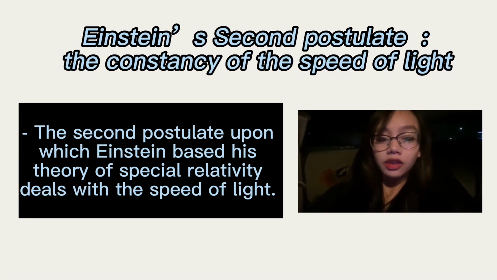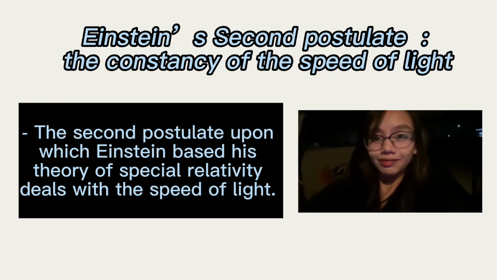The second postulate of special relativity is the idea that the speed of light c is a constant, independent of the relative motion of the source. The Michelson-Morley experiment demonstrated that the speed of light in a vacuum is independent of the motion of the Earth about the Sun.